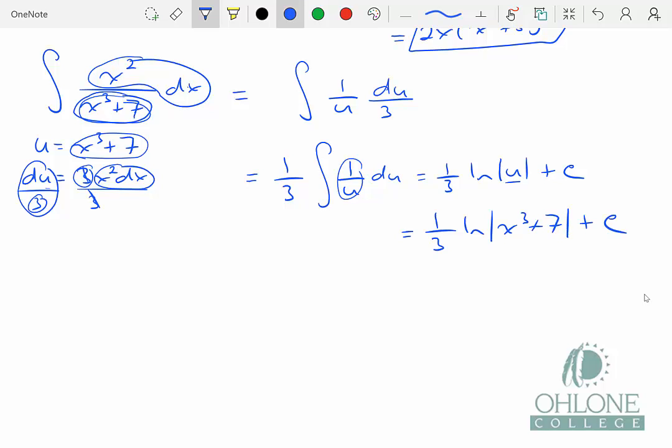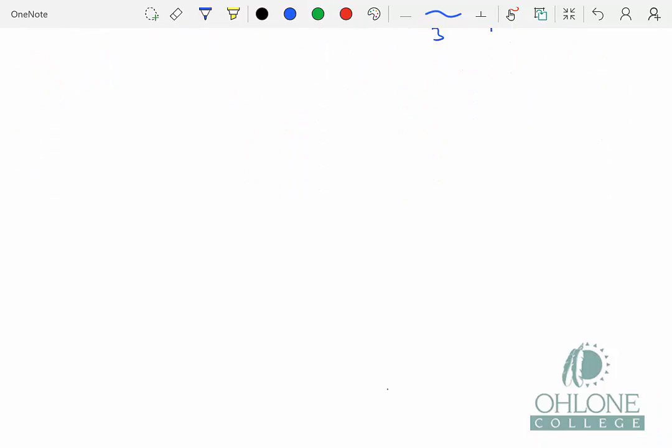I encourage you to pause this video right now and take the derivative to check and make sure that that worked. Let's look at another example. Let's look at the integral of x times the 4th root of x squared plus 1 dx. The key thing that you will always be looking for is what function is inside of another function. Here, x squared plus 1 is inside of the 4th root. That is usually a pretty good guess that you want u to be equal to x squared plus 1.